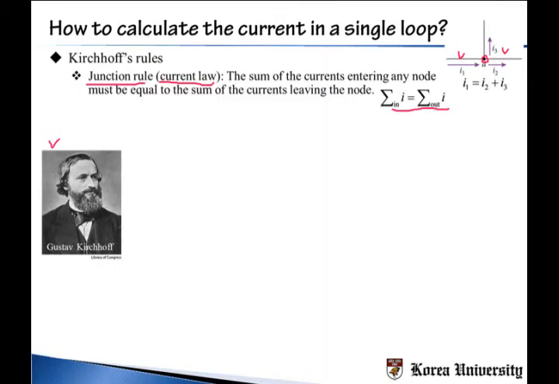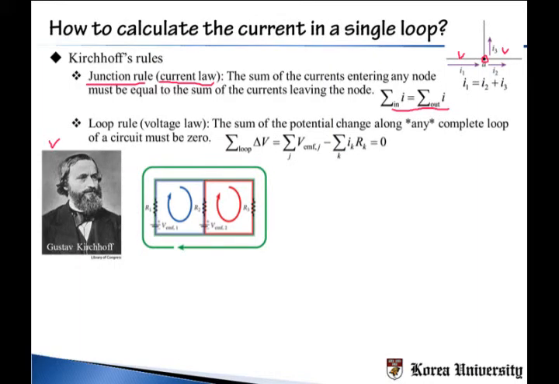Okay, and his second rule is called the loop rule, and it is also called the voltage law because it directly deals with voltages or electric potential. What it says is that the sum of the potential changes along any complete loop of a circuit must be 0. So what is a complete loop? A complete loop means the case when you go around the circuit and are able to come back to the same place.